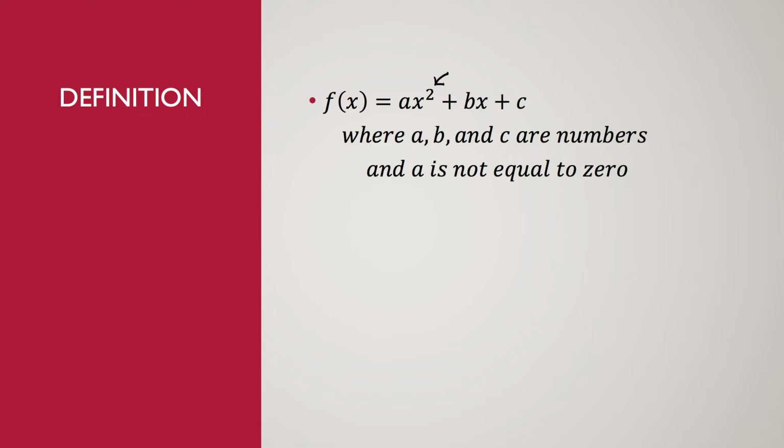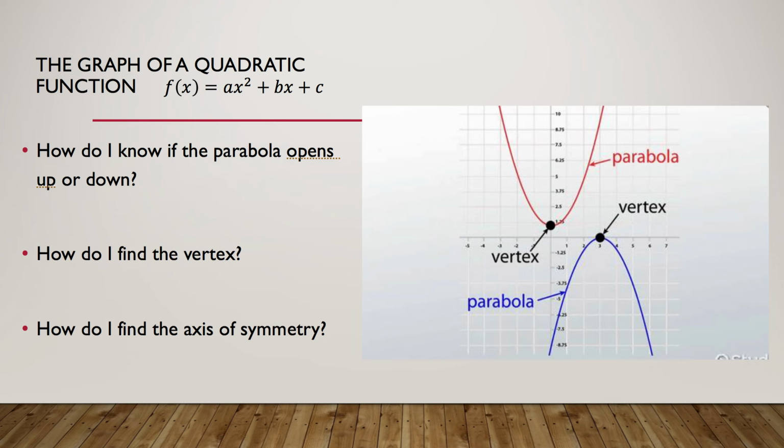All right, so we want to talk first about what the graph of a quadratic function looks like. If we have a quadratic function, it's going to graph what we call a parabola, which is one of these U-shaped graphs that you see on the screen. We need to be able to do a couple of things with the graph of a quadratic function. The first thing we need to be able to do is to determine whether the graph is going to open up like the red parabola in the picture, or if it's going to open down like the blue parabola in the picture.